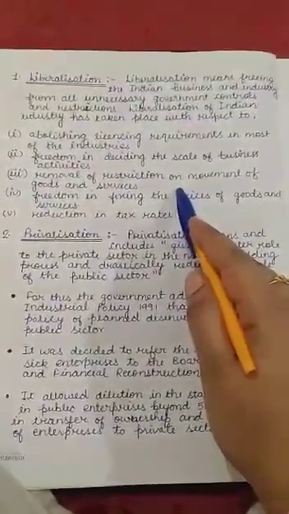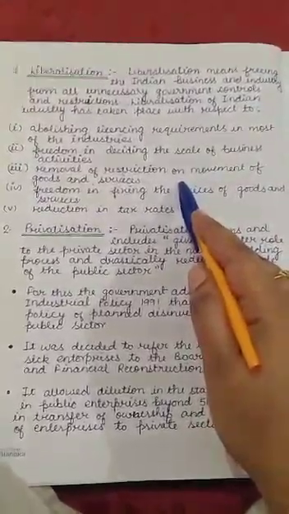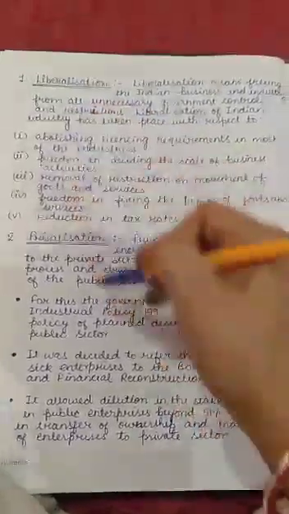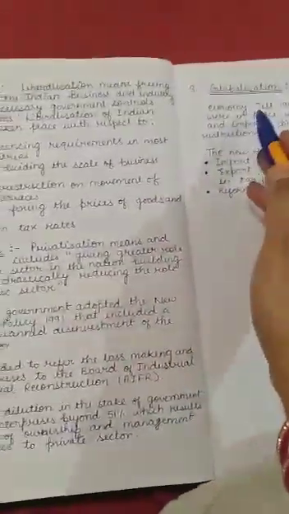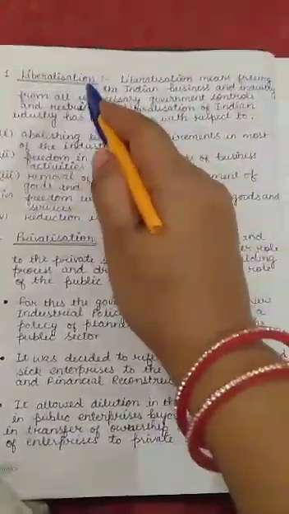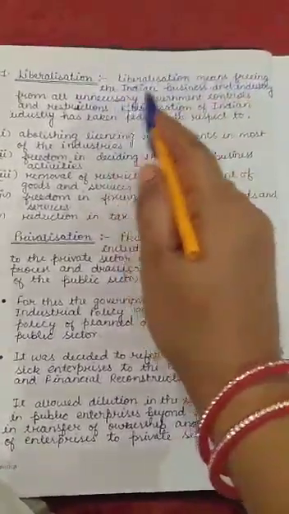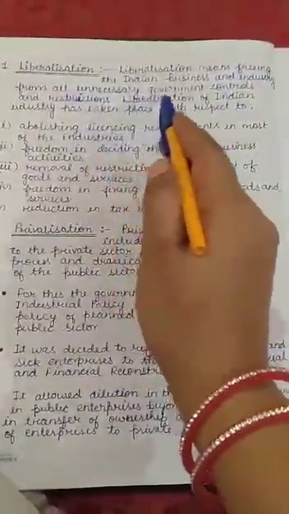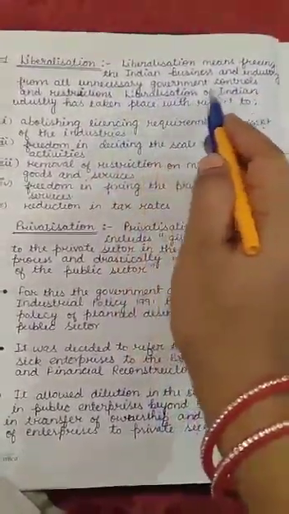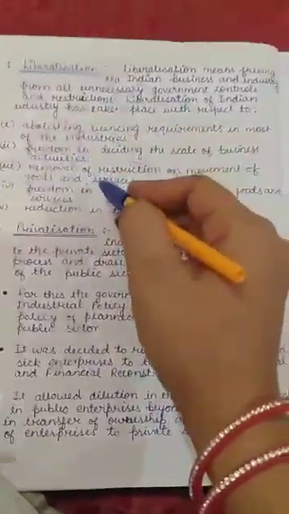Here we are discussing the features of the New Economic Policy 1991. There are three main features of this policy: liberalization, privatization and globalization. The first feature is liberalization. Liberalization means freeing Indian business and industry from all unnecessary government controls and restrictions. Liberalization of Indian industry has taken place with respect to all of these points.